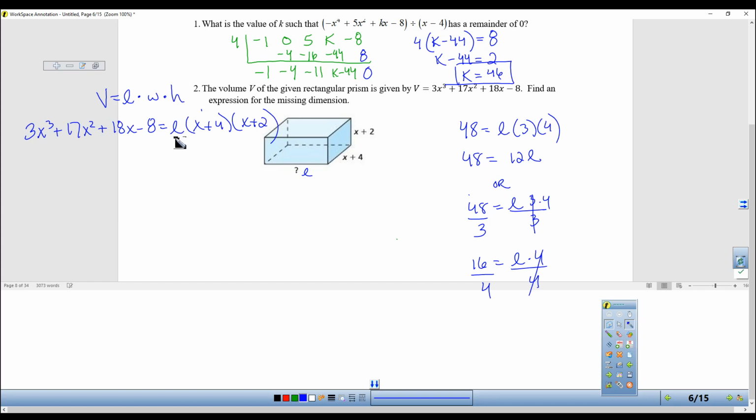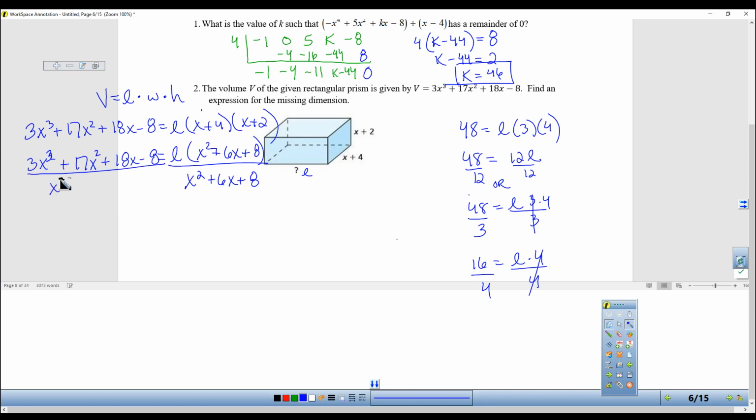So let's start by multiplying those together, because I think that's how most people would do it. X squared plus inners and outers makes 6x plus 8 is equal to 3x cubed plus 17x squared plus 18x minus 8. And so now to find the third dimension, I would divide, just like you would over here. You'd multiply those two together, and then you would divide both sides by 12. So x squared plus 6x plus 8.